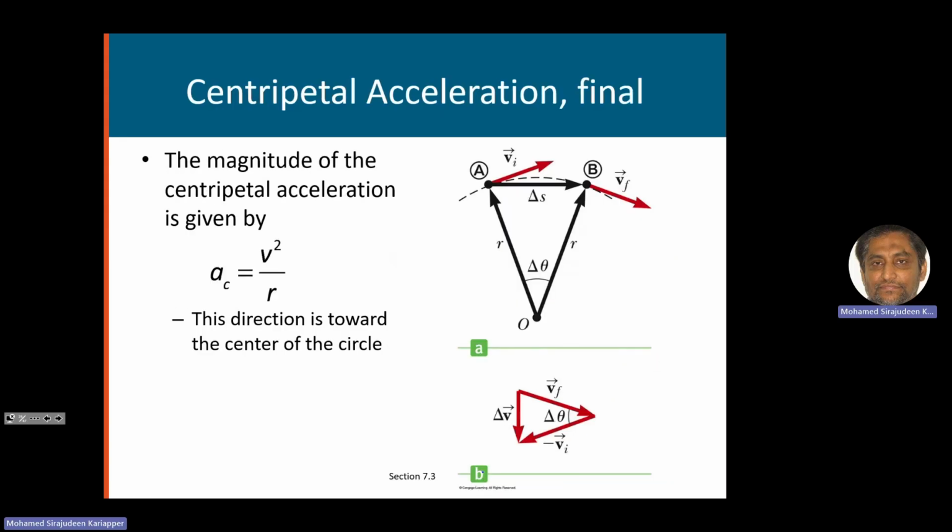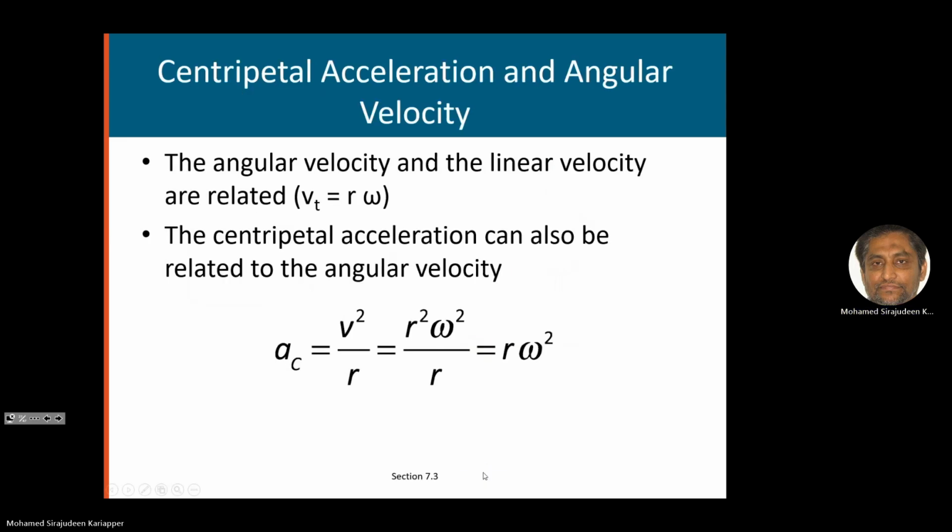And the magnitude of the centripetal acceleration is given by this equation. You just have to take that as it is. We don't need to worry about how to prove that. We can also express this in terms of the angular velocity instead of the linear speed. So in terms of angular speed, it is r omega squared; both are correct. Suppose we only know omega, we can use this equation. If we know the linear speed, we can use the other equation.